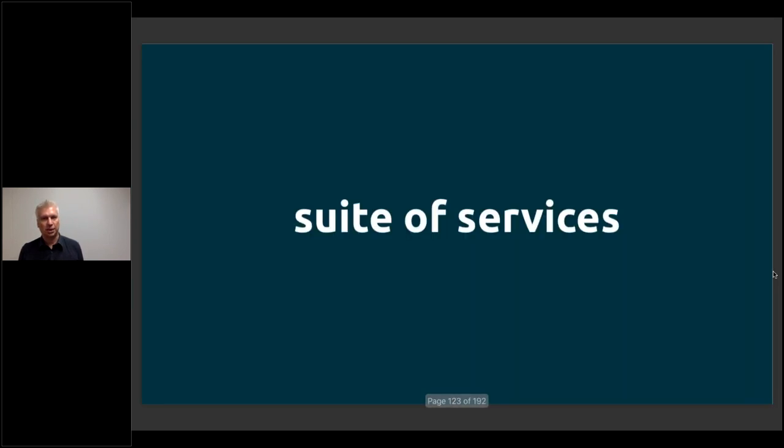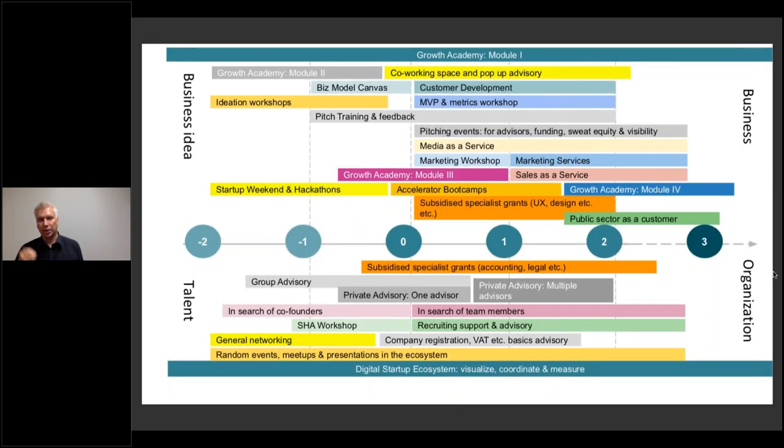But then when we really do the mapping properly, we can put every individual service specifically where it starts catering for the company or the individuals, and where they should exit from the service. So where does the service process start? Where does it end? And what are the connected services, and so forth? And of course, many startups consume multiple of these services at the same time, but they should be consuming services that are at the same development phase that they are. And here is an example of a mapping exercise.